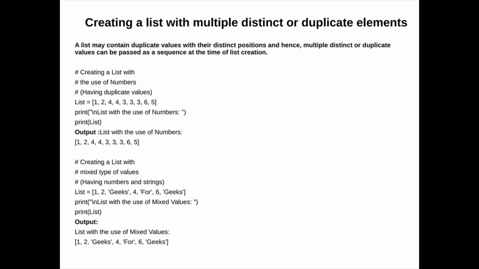Now I want to create a list with mixed types of values. Mixed types of values is nothing but numbers, characters, values, whatever it is. Mixed types of values we can assign in the list. Here, one, two, for geeks, whatever it is, different combinations we can assign in the list. It should be displayed in the output using the list with mixed values.